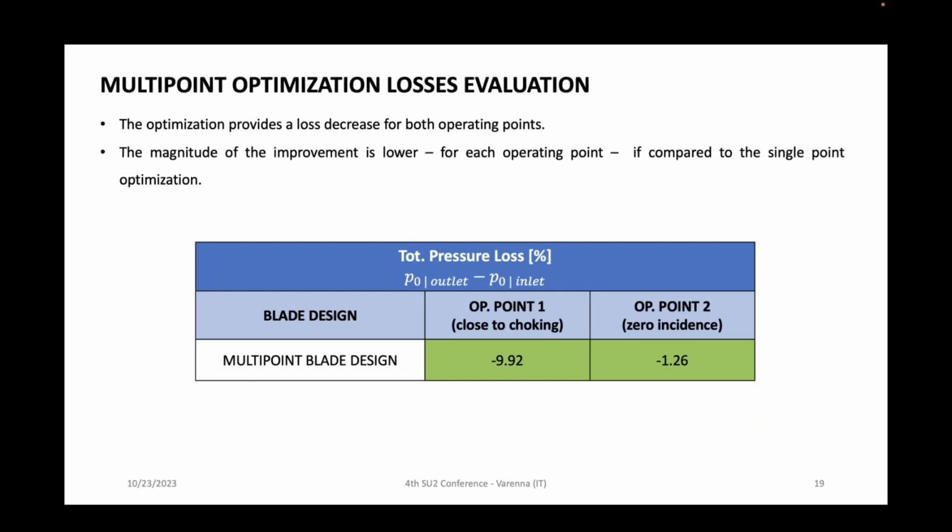However, if we check the optimization losses and the evaluation point, both operating points are performing much better than the baseline design, because we decreased the pressure loss by almost 10% for operating point number one and minus 1.3% roughly for operating point number two. So hence we achieved what I was previously saying. For two operating points, we are still having a total pressure loss which is lower compared to the baseline design.